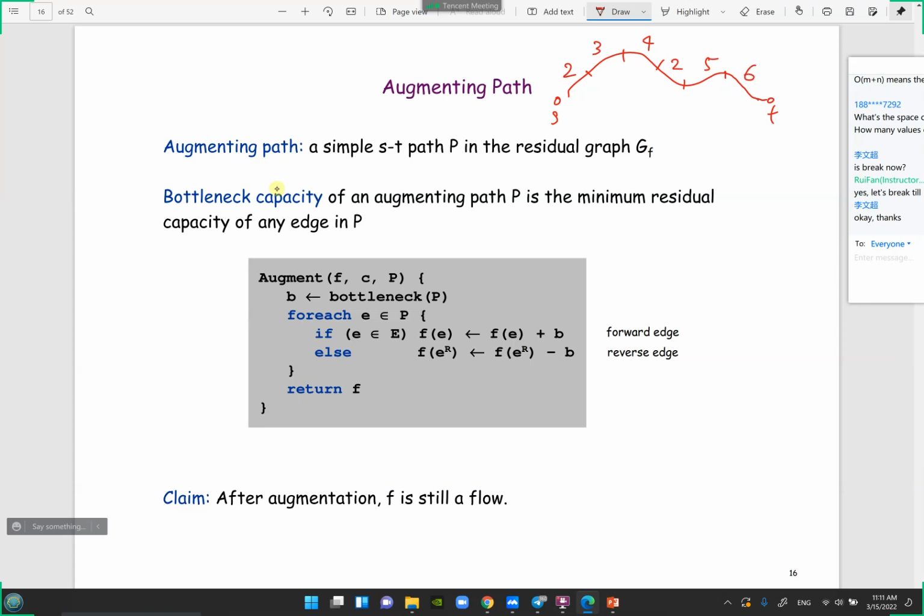Okay, so now if you can find this path, then you can add more flow from S to T. Because on this path, we see that you can send at least 2 units of flow. You need to take the minimum of all of these numbers over here, and that's going to be 2. So you can send 2 more units of flow along this path.